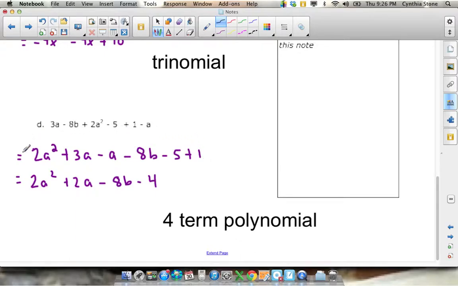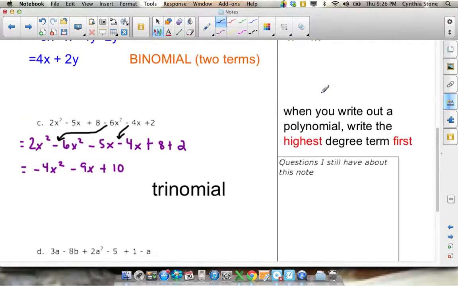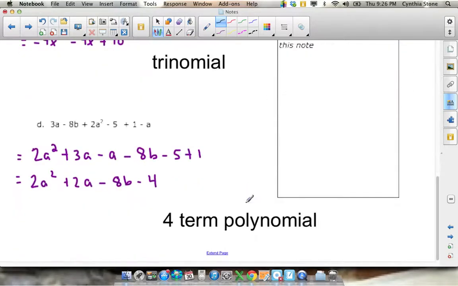Notice, by the way, when I rewrote it here, I followed the rule again, right? Highest degree term first. So I've got 2a squared, so I brought again the positive. I don't have a positive written there, but I could. It's implied, right? Positive's there. So that's this positive right here. There's no other terms with a squared, so I'm just going to leave that. And I'll go on to the next. I could go to b's, but I'll stay with the a's next.